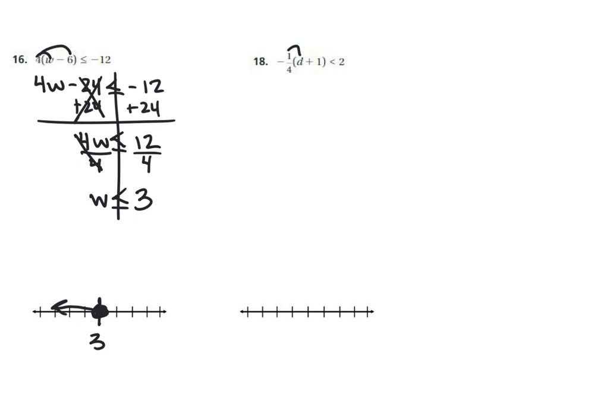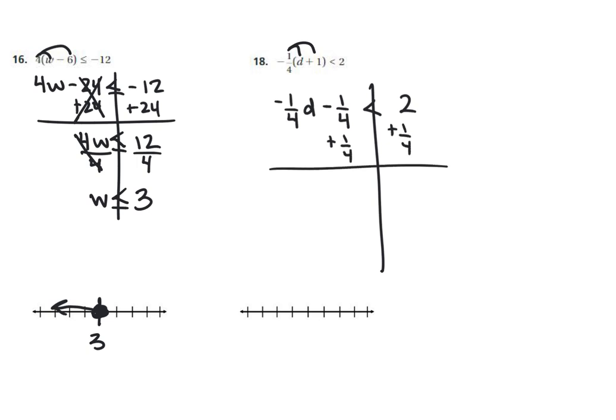For 18, we'll distribute the -1/4, so that's -1/4 d. And then negative 1/4 times 1 is negative 1/4. And that's all less than 2. So we'll add a fourth to both sides. Minus 1/4 and plus 1/4 cancel. So we have negative 1/4 d is less than 2 and a fourth. Let's go ahead right now and change 2 and 1/4 into 9/4.